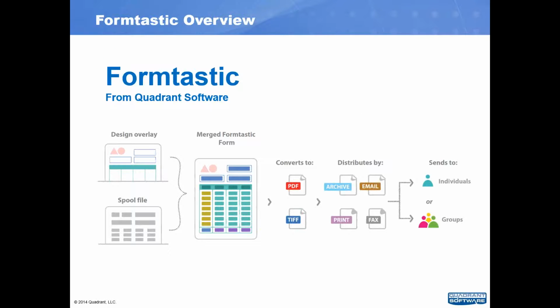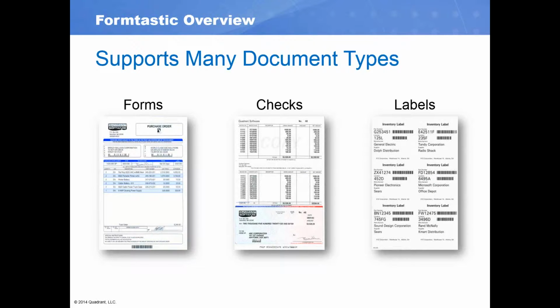So Formtastic can help you overcome these challenges by enabling you to modernize your IBMi documents and automate distribution, as well as reducing costs on pre-printed forms and wasted print resources. At a high level, Formtastic pulls your spool file out of your output queues, merges it with a pre-designed form template, converts it to PDF or TIFF, then distributes it to the intended recipient or recipients and creates a copy for archiving. It supports a number of document types: forms, checks, and labels.